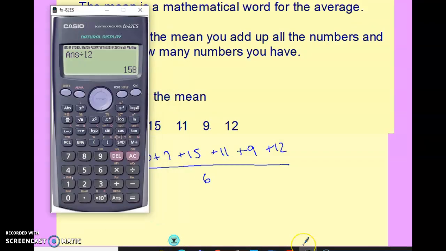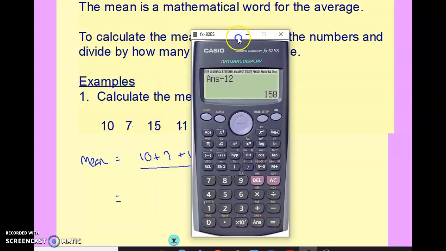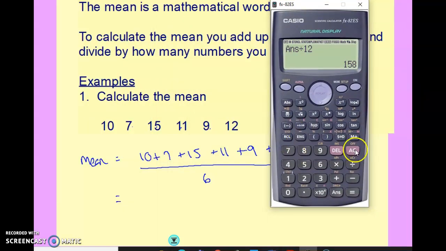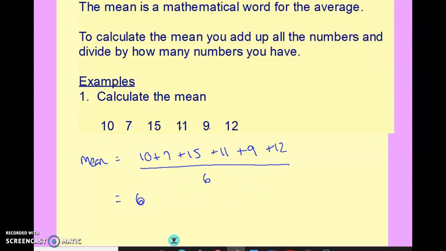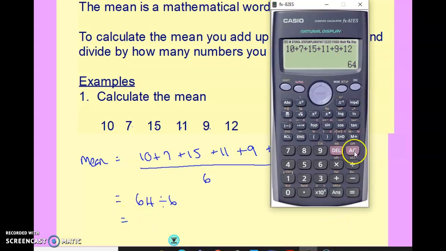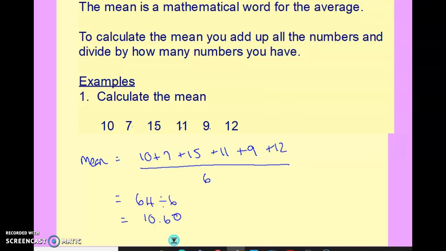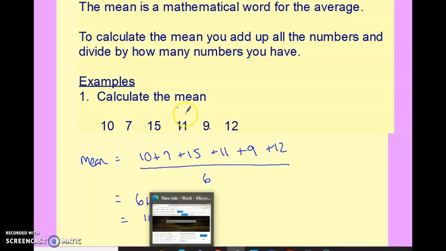Adding up always goes to the wrong side, this calculator. Right, so 10, add 7, add 15, didn't work very well, try again, add 11, add 9, add 12, which is 64. So we're going to do 64 divided by 6 to get a mean of 10.67. That's to 2 decimal places. Okay, let's try another one.